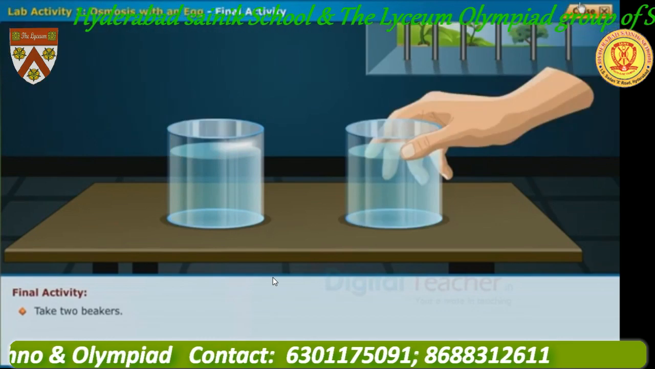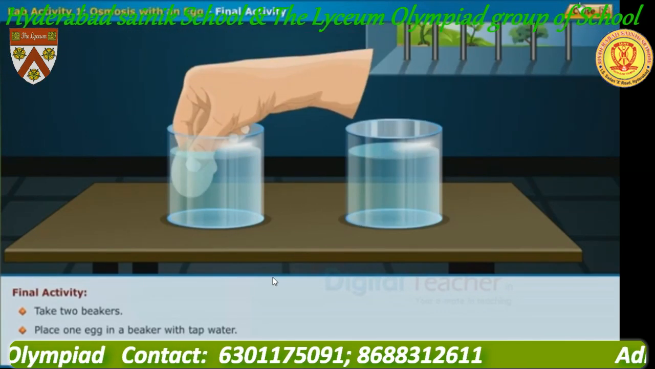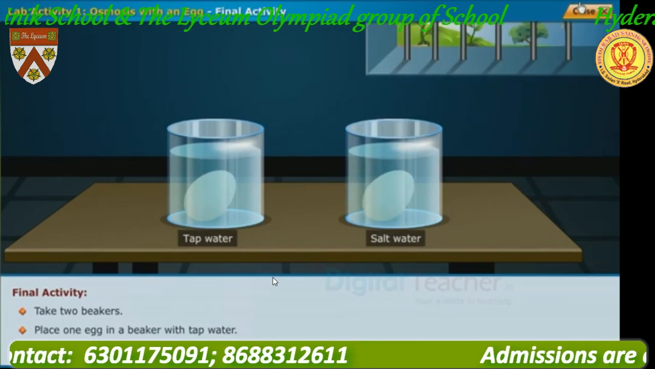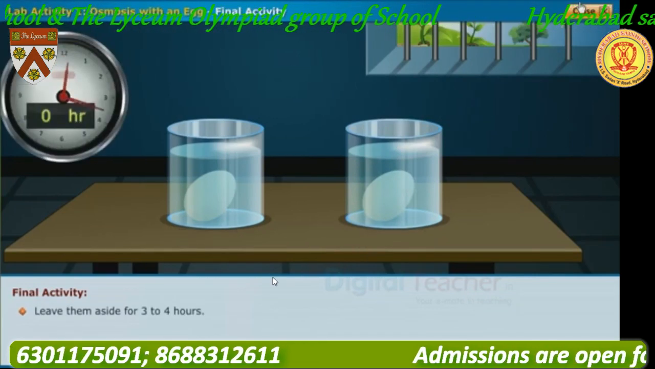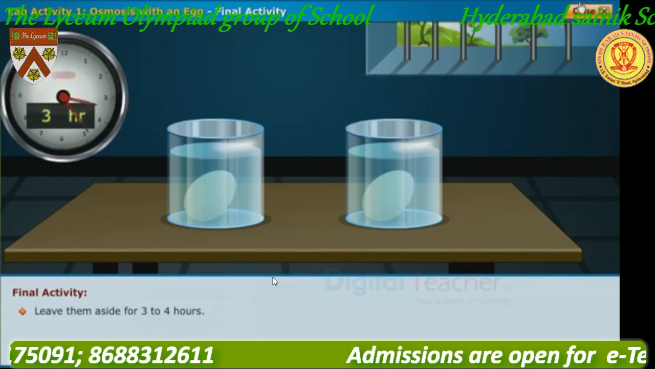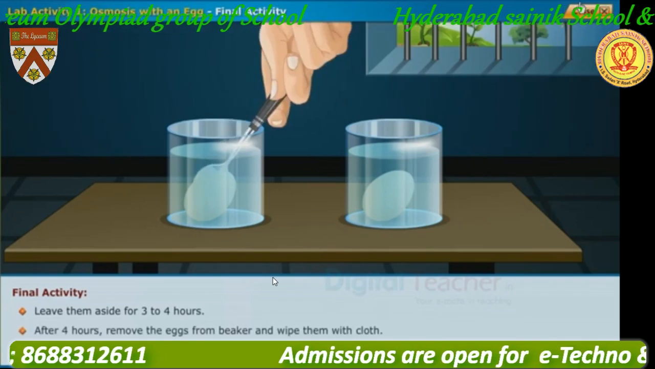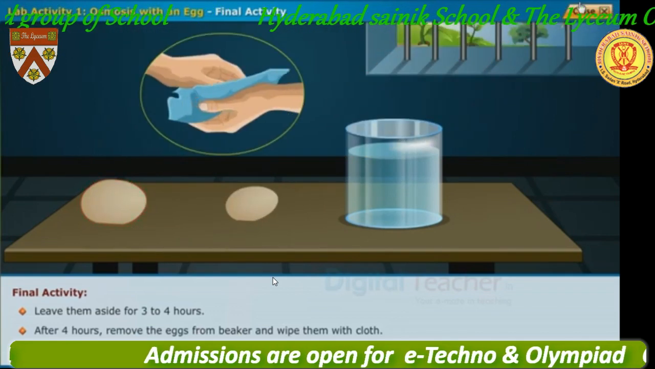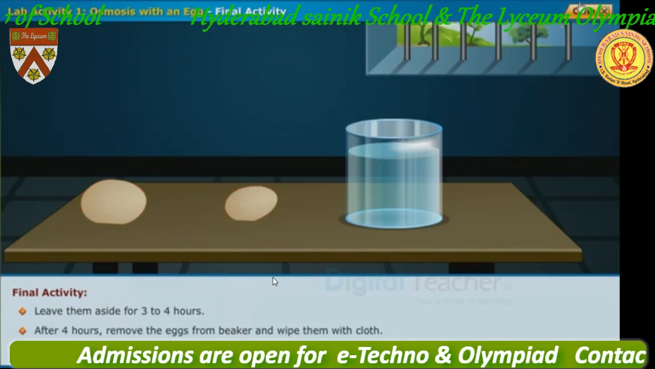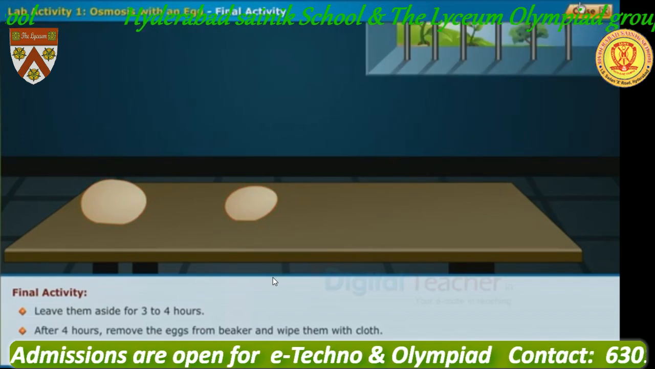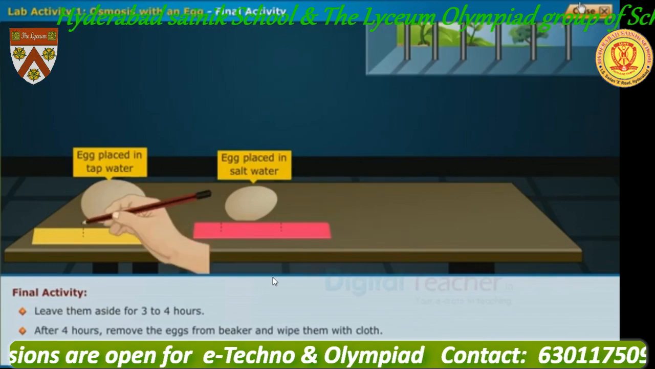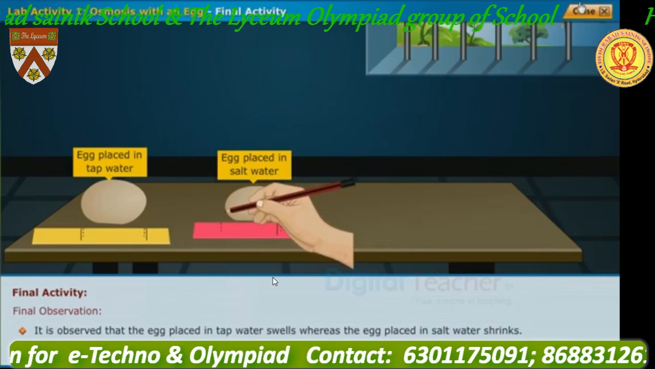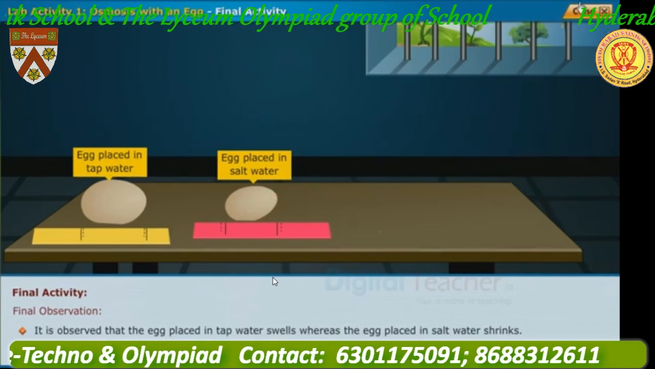Take 2 beakers. Place 1 egg in a beaker with tap water. Place another egg in salt water. Leave them aside for 3 to 4 hours. After 4 hours, remove the eggs from the beaker and wipe them with cloth. Now, observe the changes and measure the circumference of the eggs with the same strip of paper. It is observed that the egg placed in tap water swells, whereas the egg placed in salt water shrinks.